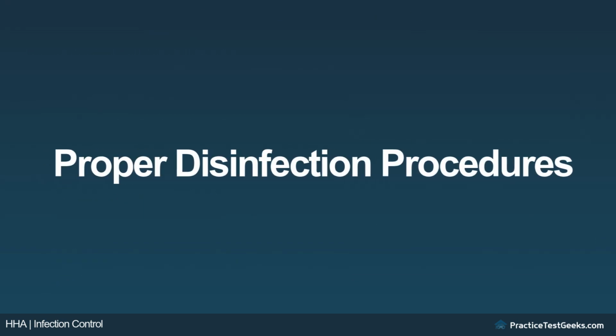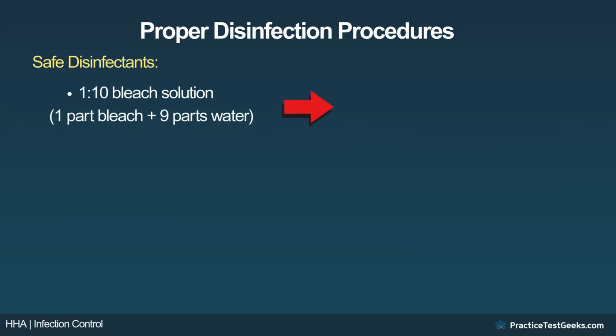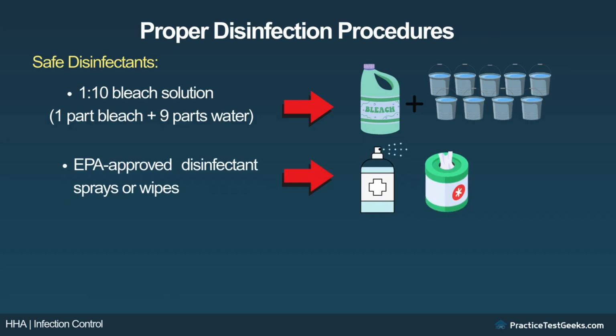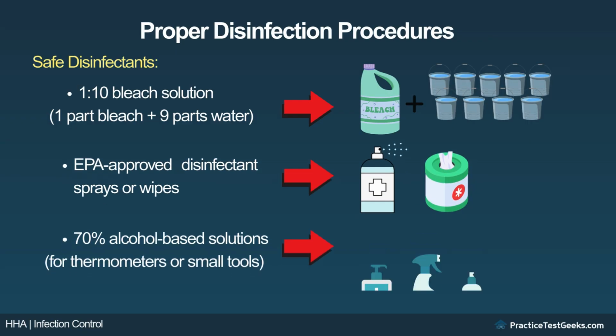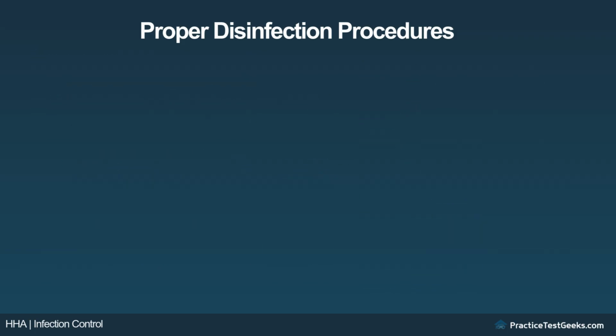Proper disinfection procedures. Safe disinfectants: 1:10 bleach solution, 1 part bleach plus 9 parts water. EPA-approved disinfectant sprays or wipes. 70% alcohol-based solutions for thermometers or small tools.